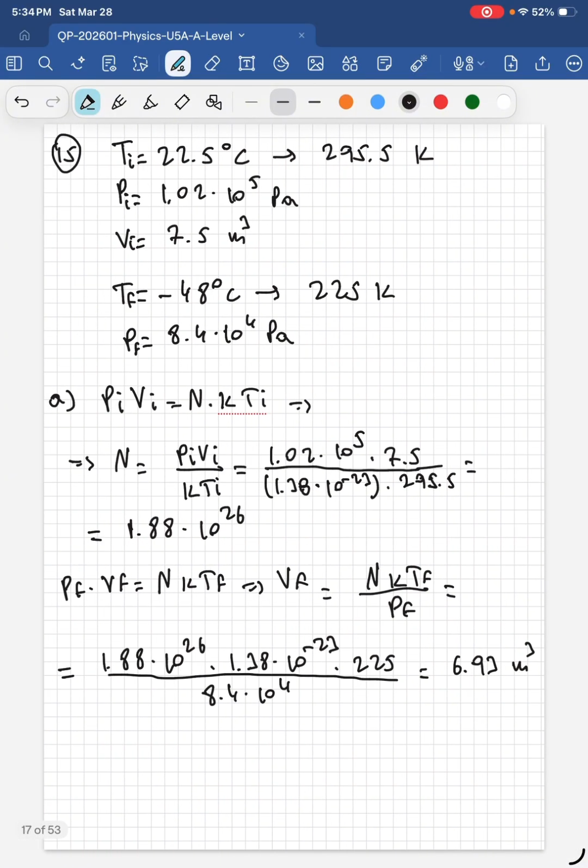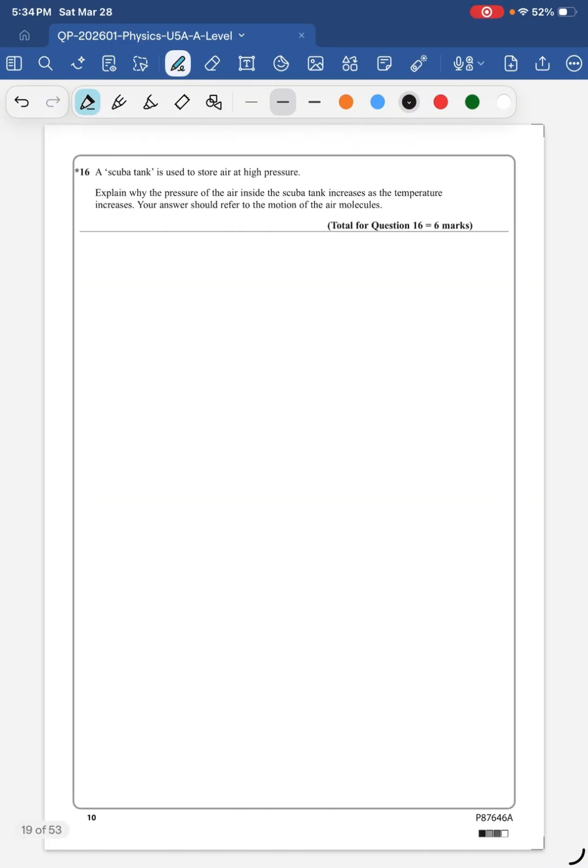Okay, this was question 15, I believe. Yes, the next question is 16. It's a long writing problem with 6 marks. Whenever you see this, it means that you have to write about 6 arguments for or against the statement they ask about. A scuba tank is used to store air at high pressure. Explain why the pressure of the air inside the scuba tank increases as the temperature increases. Your answer should refer to the motion of the air molecules.